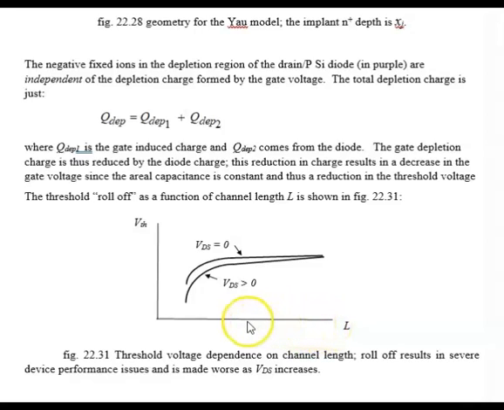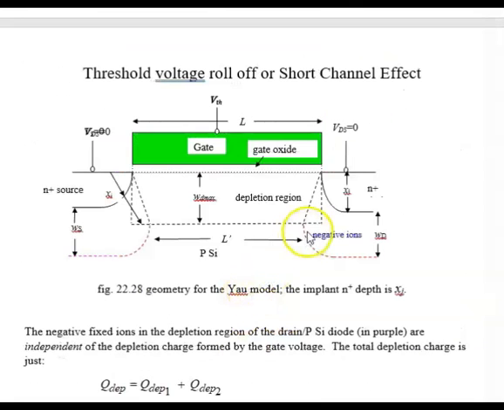As L becomes shorter and shorter, the threshold voltage becomes lower and lower, and it gets worse when VDS is greater than 0, because when VDS is greater than 0, we have a positive voltage at the drain, and therefore we are reverse biasing this PN junction, and this red line goes down even further. So this slanted line here becomes even more slanted, and the effect gets worse and worse, as these negative ions work their way further and further underneath the gate.